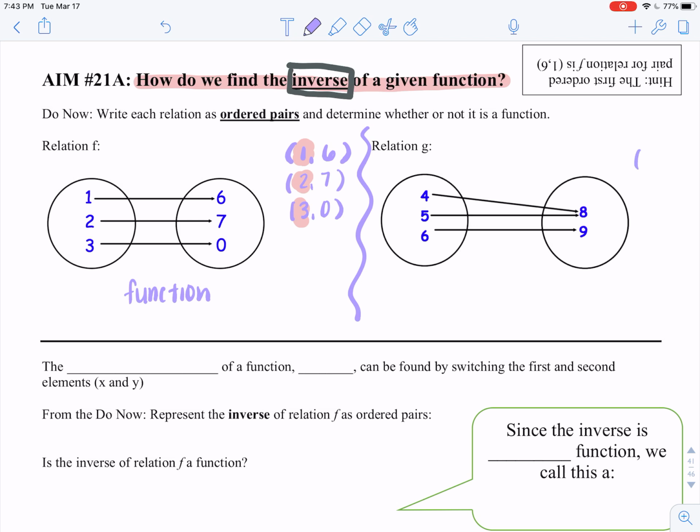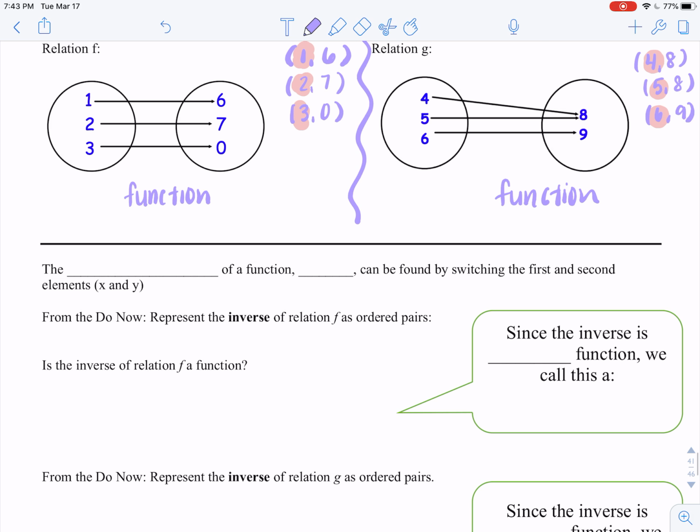Okay, so let's do the same for relation G. So 4 gives you 8, 5 gives you 8, and 6 gives you 9. Again, this is a function because none of my x values repeat. Some of your classmates said this in class. So as long as we know that our x values, or our input values, are not repeating, it is a function.